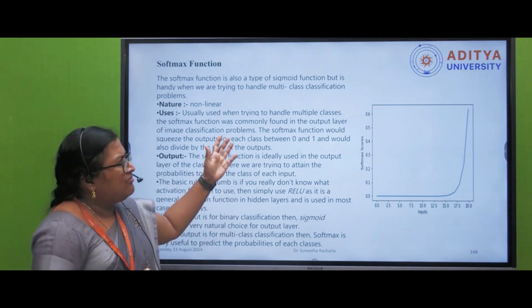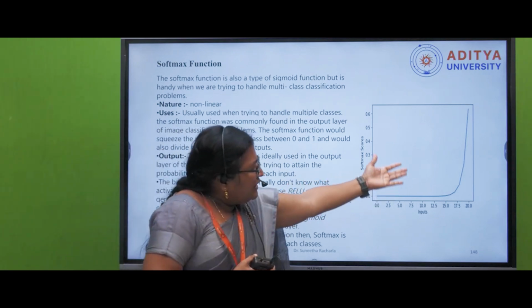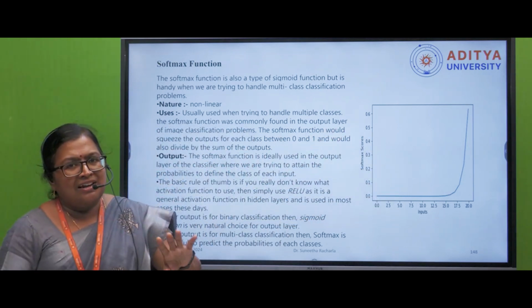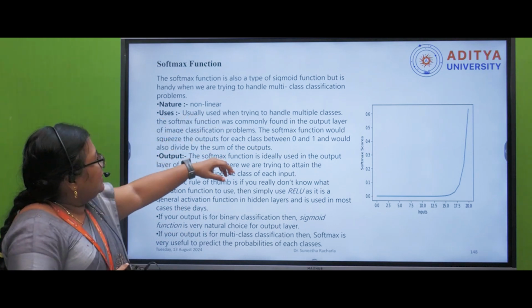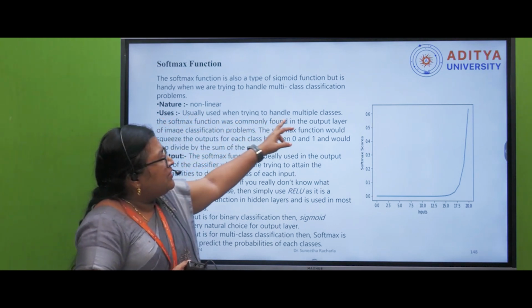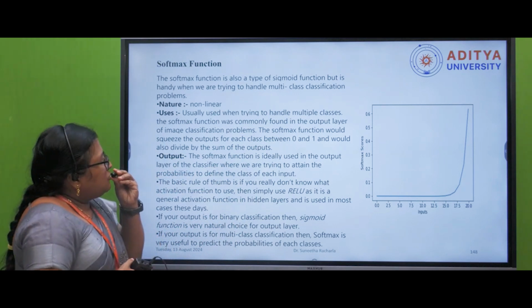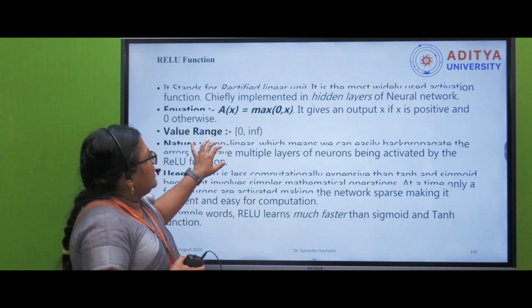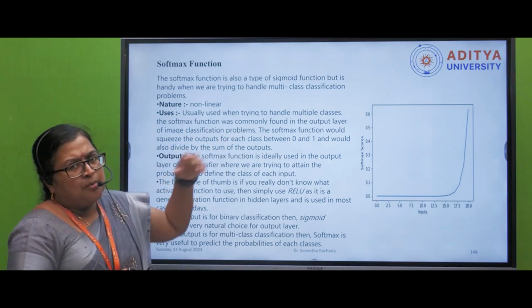So softmax will give you everything as a probability. This is the function for how it gives the probability. It won't give any real value; it will always give the probability. It is non-linear and usually used when trying to handle multiple classes. And the softmax function is commonly used in the output layer of image classification problems.